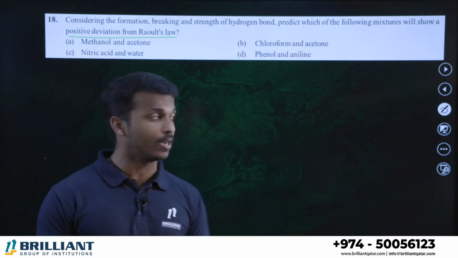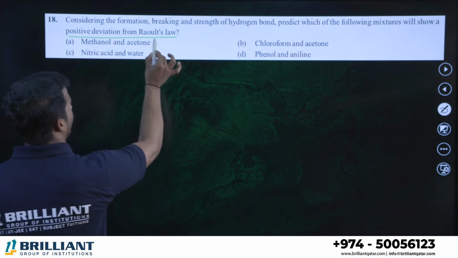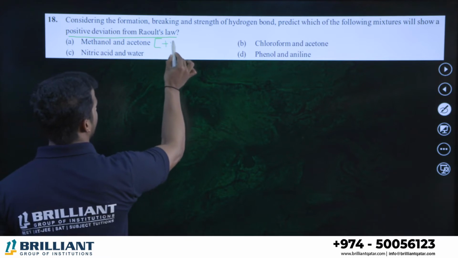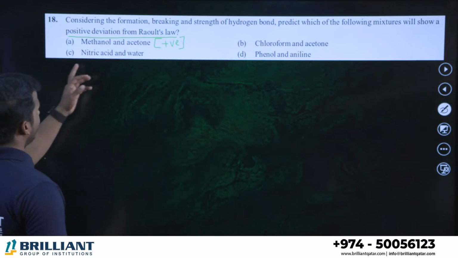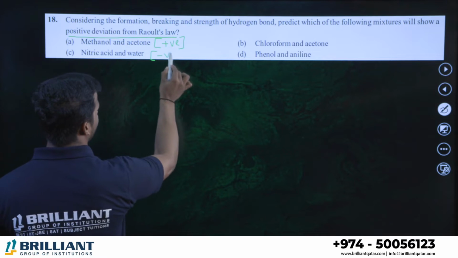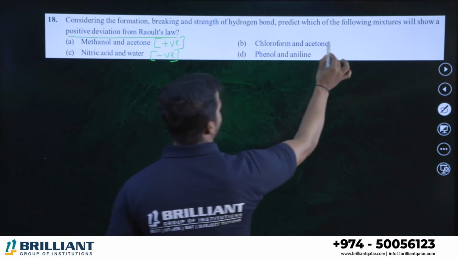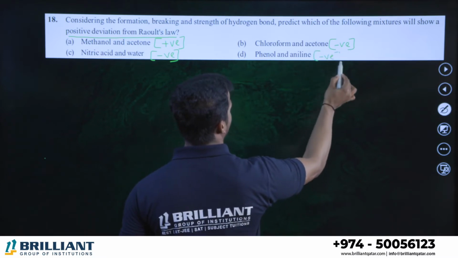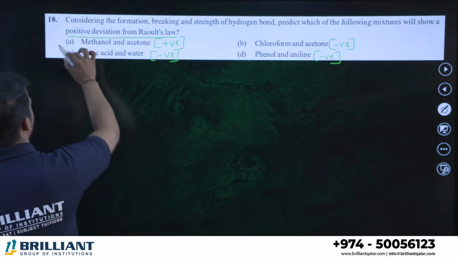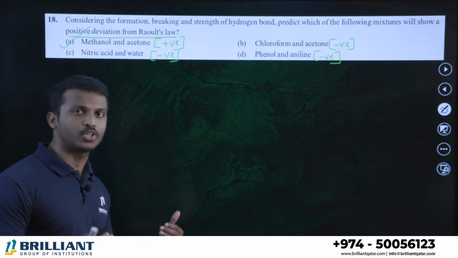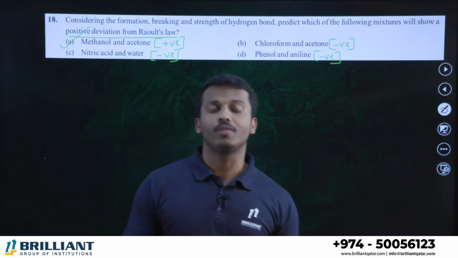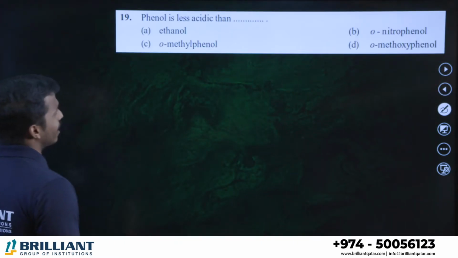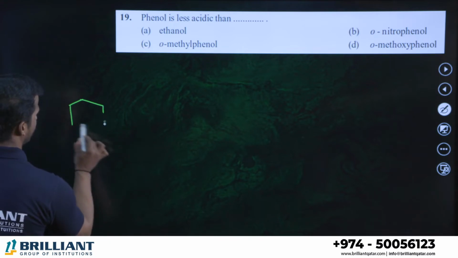You may have studied a lot of examples. Methanol with acetone, ethanol with acetone, all belong to positive deviation. Nitric acid and water belongs to negative deviation. Chloroform and acetone belongs to negative deviation. Phenol and aniline you may also study under negative deviation. So the only mixture of solvents that can show positive deviation is option A.